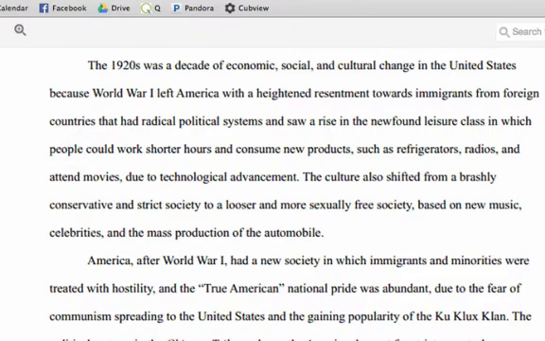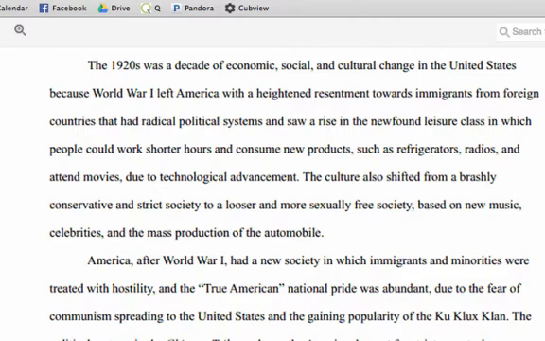But then he does a further overlapping into the cultural issue. And here he provides us with a very specific argument about what types of cultural changes have taken place. He contrasts the more conservative and strict society with a much more loose and sexually free society based upon different types of media and music and celebrities.